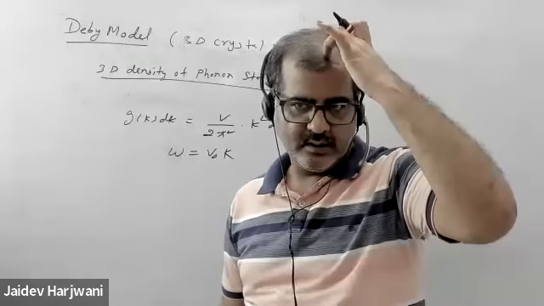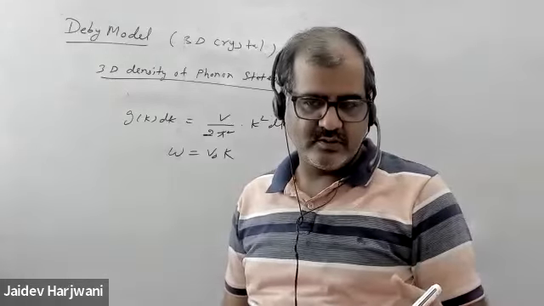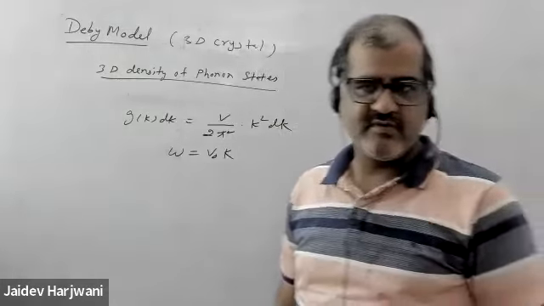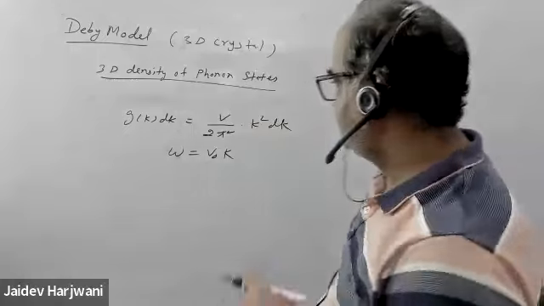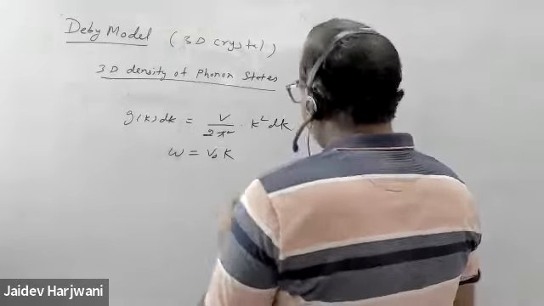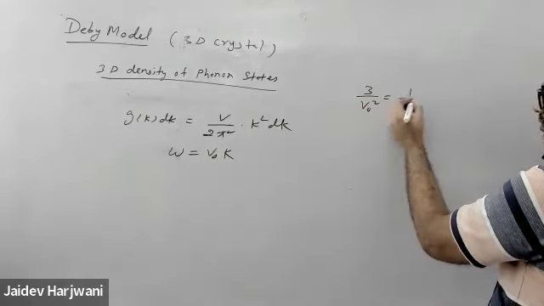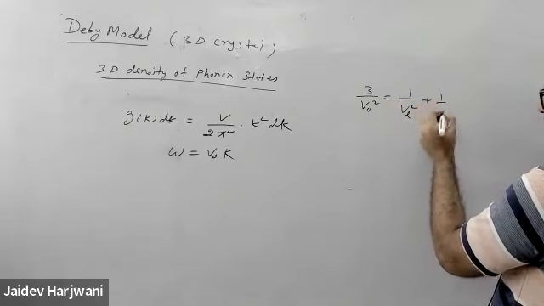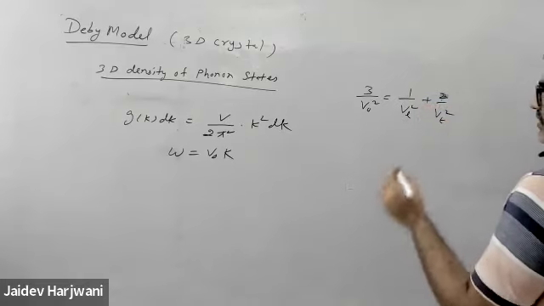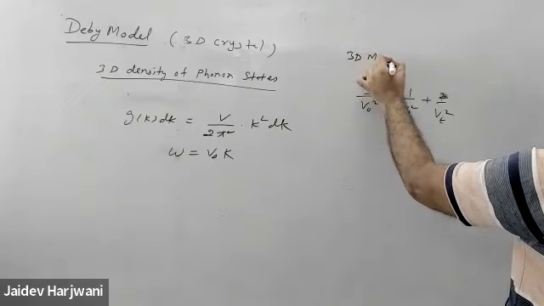Then you have to see the polarization also. In 3D we have 3 branches, so the number of modes will be 3 times what it was in 1D. The relation was given as v naught k. Here we are assuming 3 over v naught squared equals 1 over vL squared plus 2 over vT squared, because we have a 3D monoatomic solid.